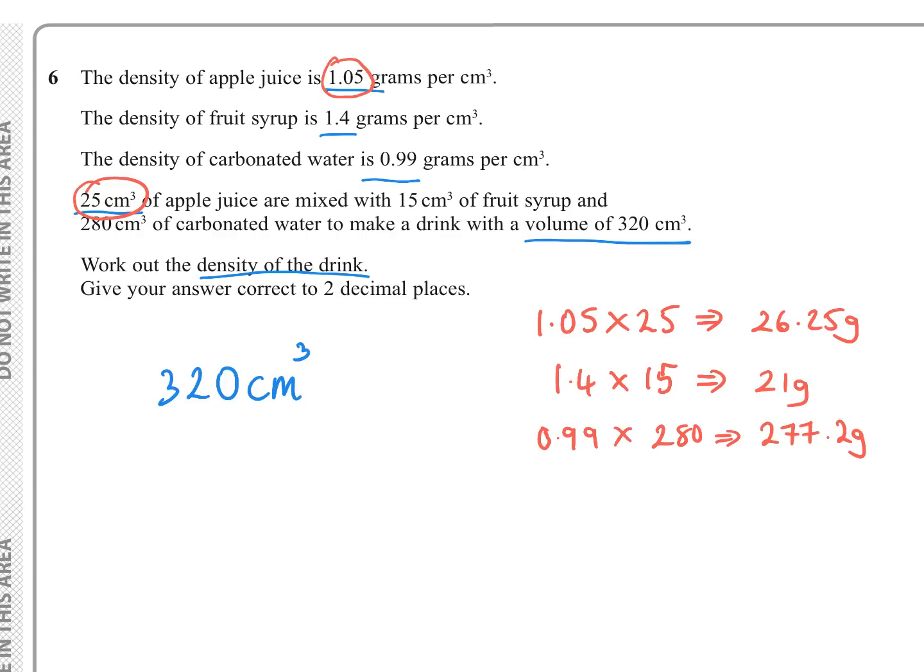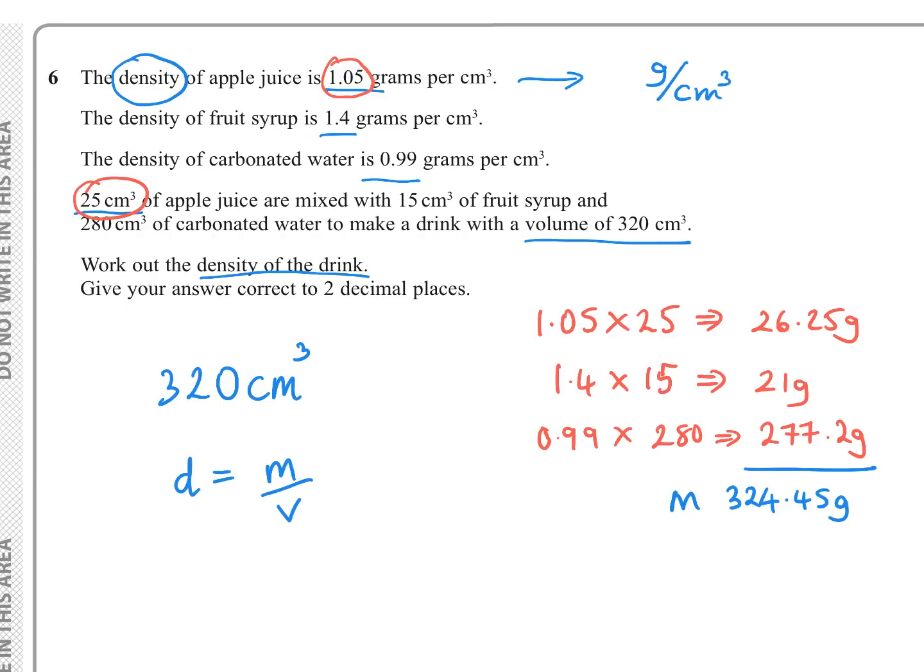So the first thing that we can do is work out the total mass. If we work that out, that's 277.2 plus 21 plus 26.25. And that gives 324.45 grams. So density is what we need to work out. The density is how much mass per volume. That's why if you look at the question here, it gives you a clue to the dimensions. The density of apple juice is 1.05 grams per centimetre cubed. So that's how you can work out density being mass per volume.